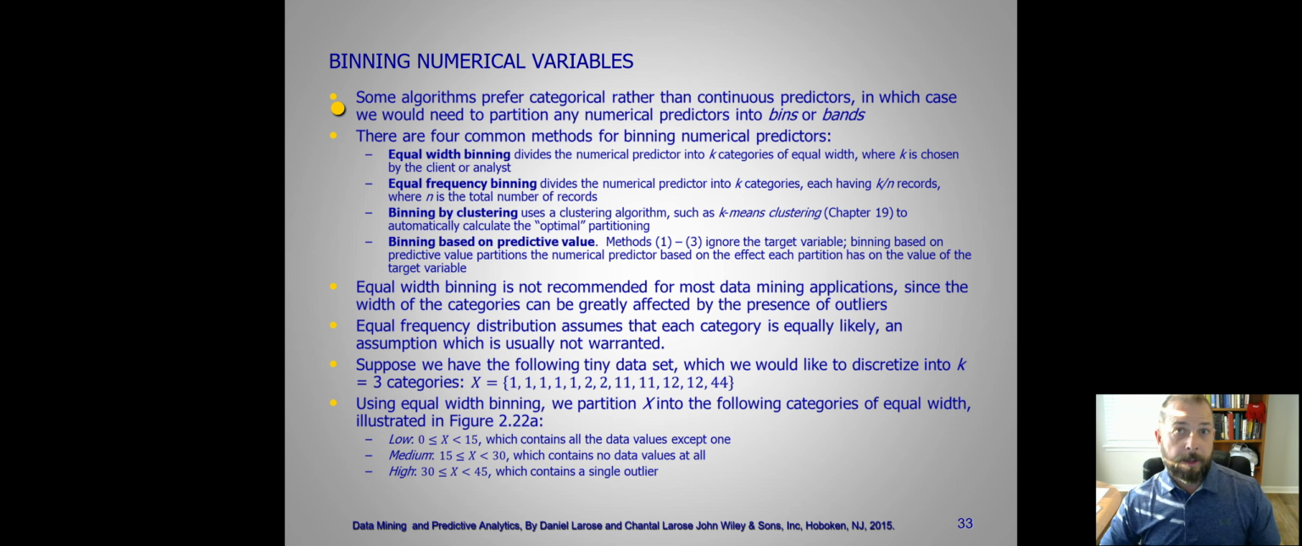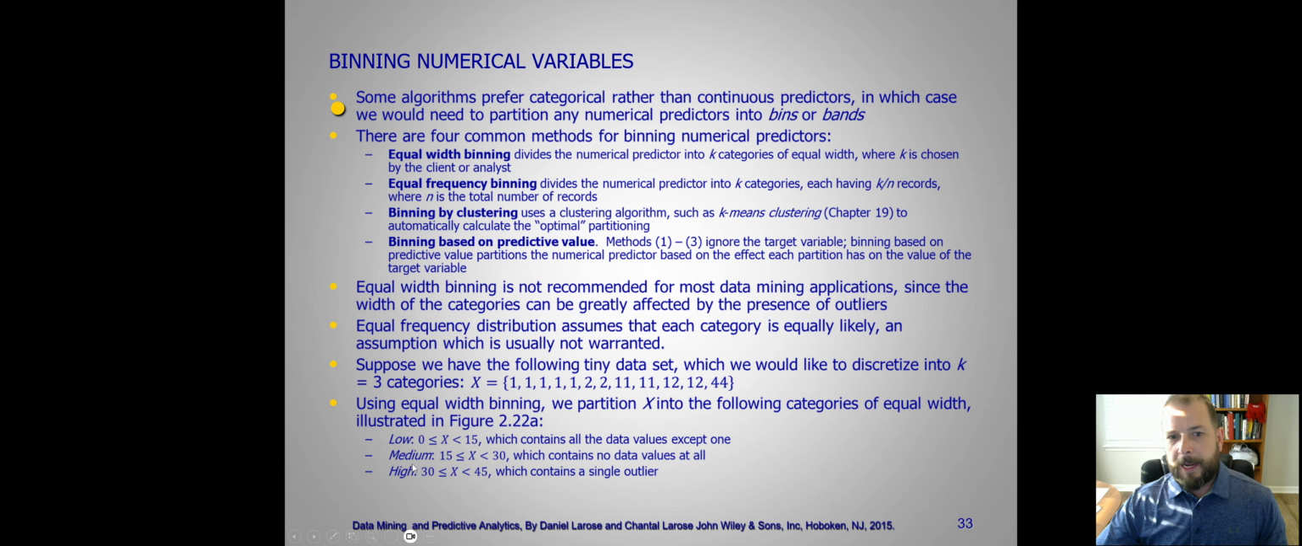Binning numerical variables is another way to create predictor values based on a continuous numerical variable. Sometimes we want to create a categorical variable based on numerical values, and there are ways to do that. One way is by binning. We can bin these numerical variables, and the four common ways for binning are equal width, equal frequency, binning by clustering, and binning based on a predictive value. Equal width binning is when we partition X into categories of equal width.